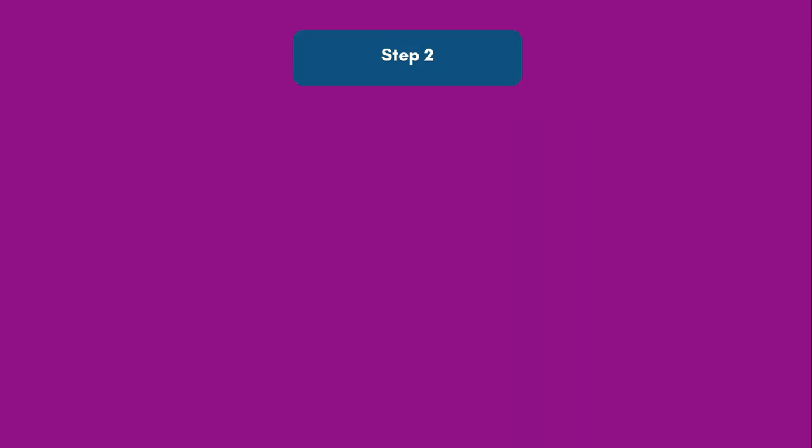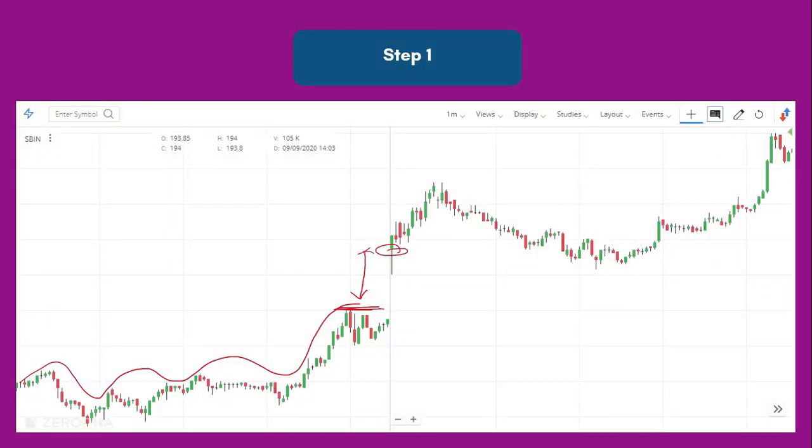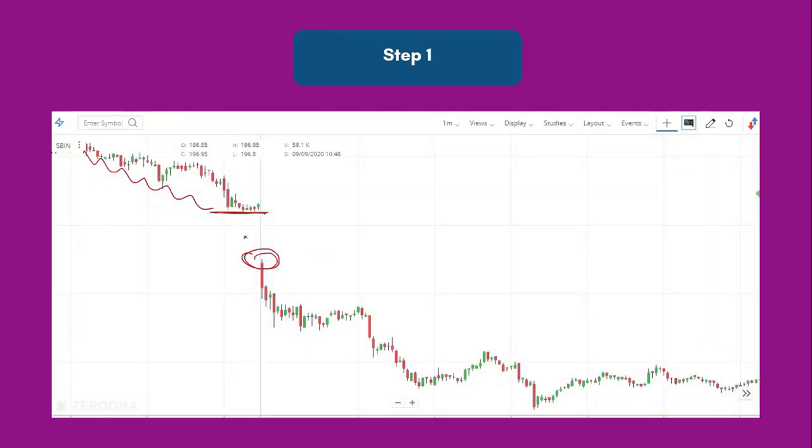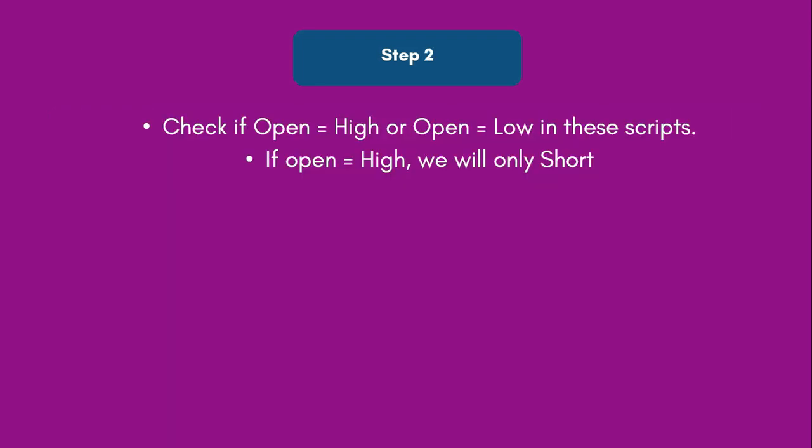Going back to the previous examples, you can see that in this particular script, the first candle does not have open equal to low or open equal to high. So this does not qualify. Similarly, this particular script also does not have open equal to low or open equal to high in the first candle. So it also does not qualify. So we want open equal to high or open equal to low. When open equal to high, we will only short. And when open equal to low, we will only long.